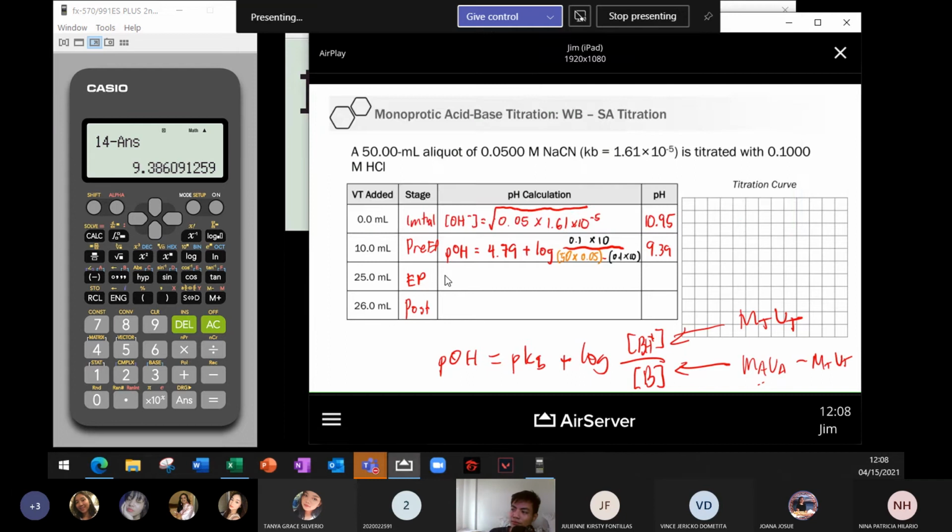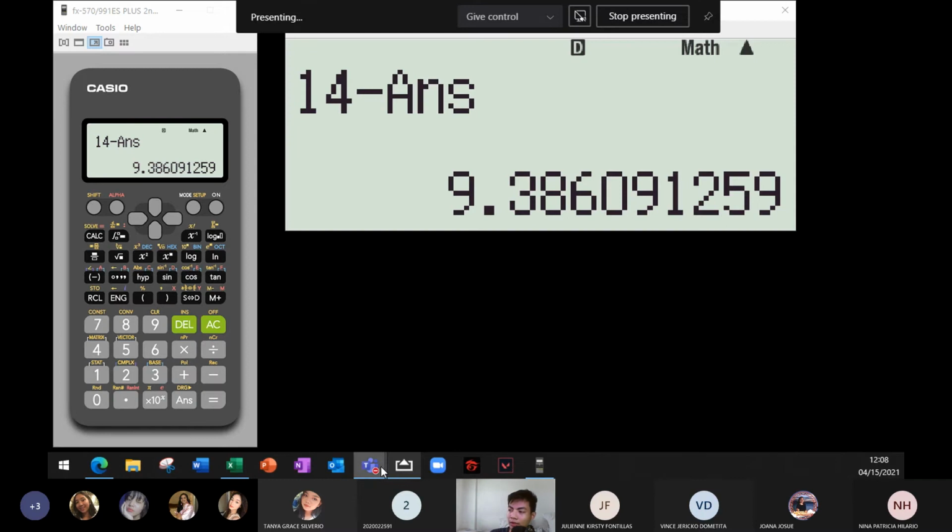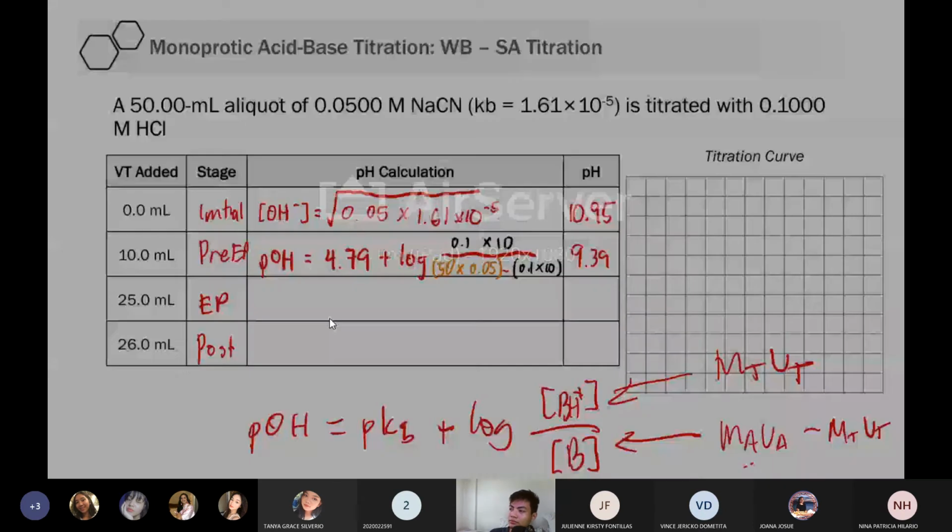Okay. So, yan. Okay, so at pre-equivalence point, the pH is 9.39. Again, yung 4 point something doon kanina, ano yun ha? POH yun. Yung 4.61 POH yun. Ito yung gusto natin. Hindi ko na pinapakita dito sa table kasi matik na dapat sa isip natin yan, ha? Okay, matik na. Nawala. Ayan.